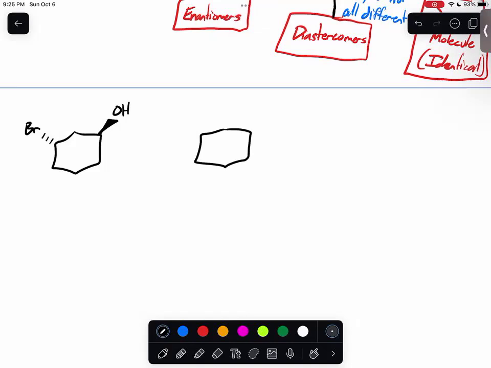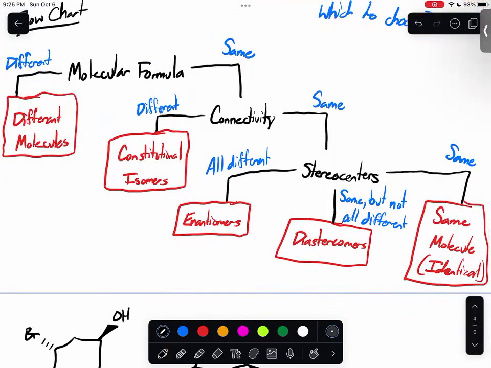Okay, so the first thing we need to do is figure out the molecular formula, right? That's the top of our flowchart. That's the first thing we need to do. Are they the same or are they different? So let's figure that out.